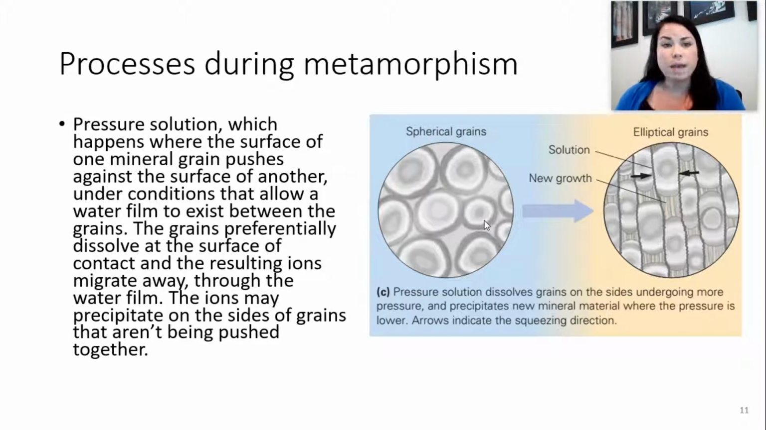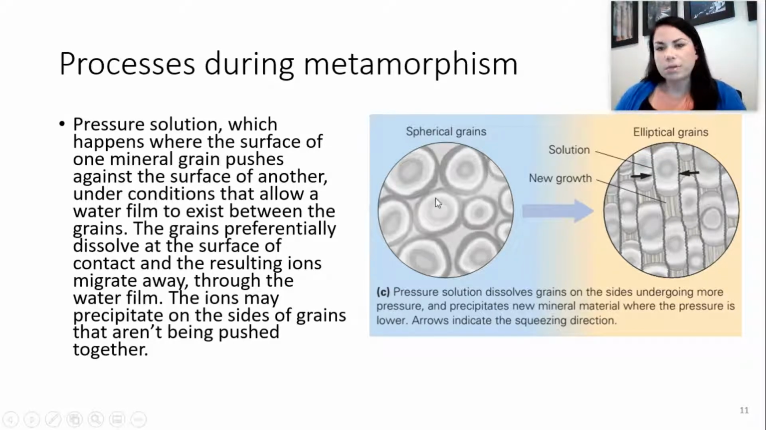Pressure solution. This happens where the surface of one mineral grain pushes against the surface of another, and under those conditions that allow water film to exist between the grains, this is where we get a pressure solution under metamorphic conditions. So the grains preferentially dissolve. They dissolve in one direction and at the surface contact, and that results in these ions in fluids, for example. They can precipitate and they can push along the sides of the grains.